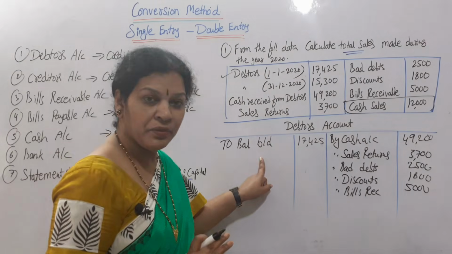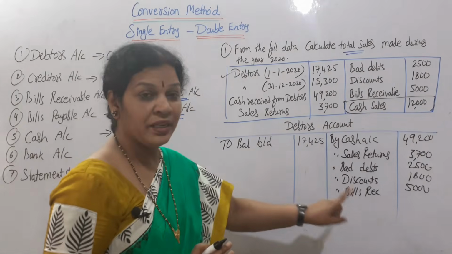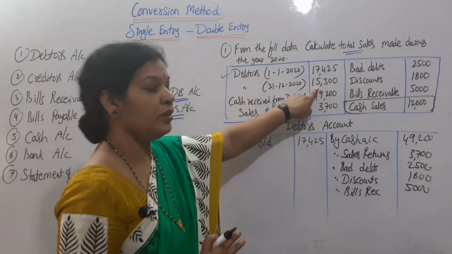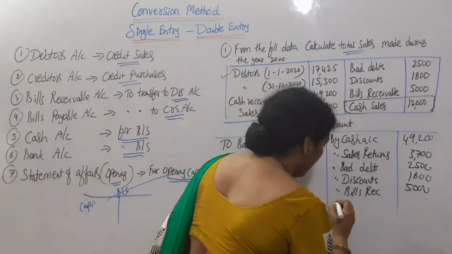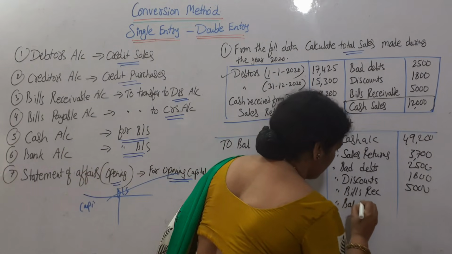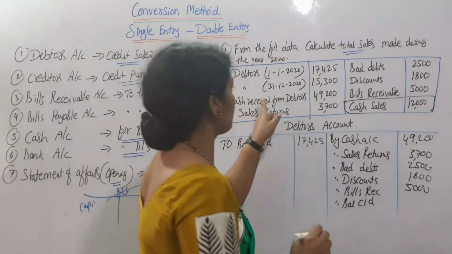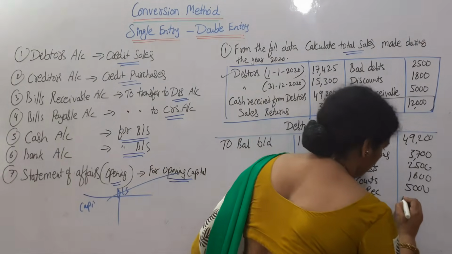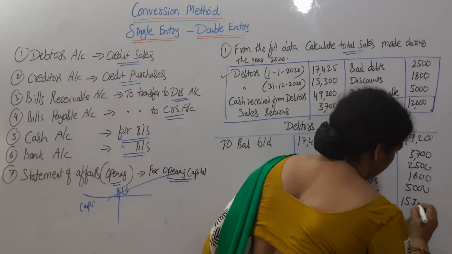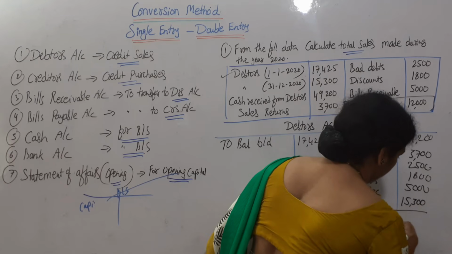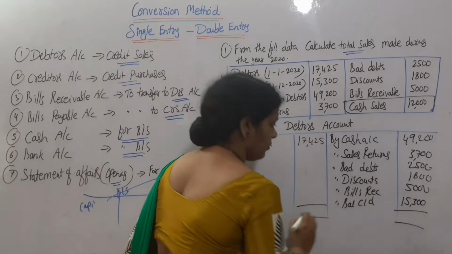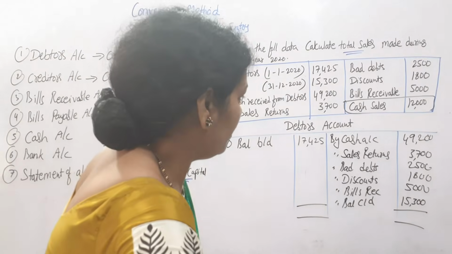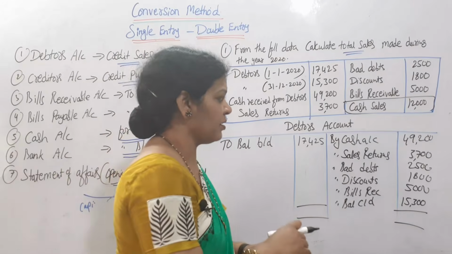Debtors account started with the opening balance. We'll close it with the ending balance. Closing balance is here 15,300, by balance carried down, 15,300. We will total up so that you will get the credit sales.